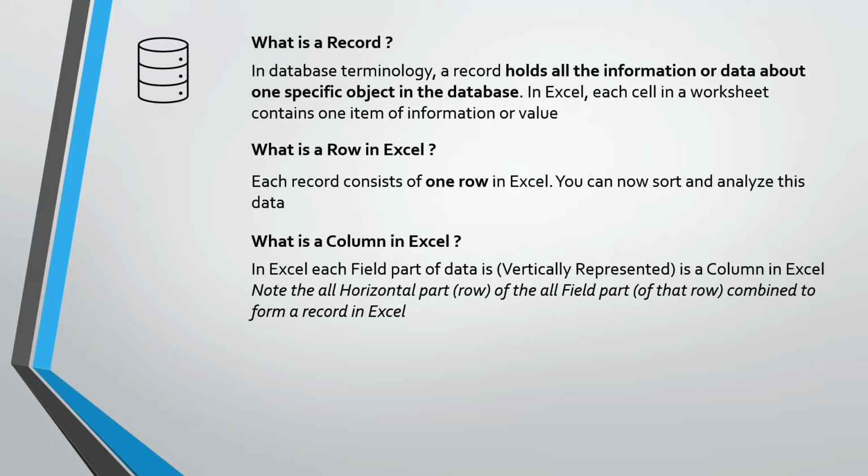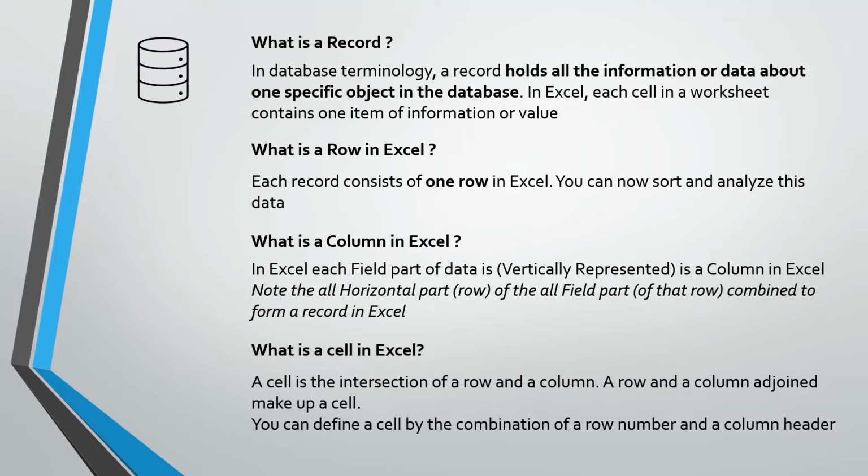And now let's go back to the cell part, which I left earlier. What is a cell in Excel? Actually, it's the intersection of rows and columns. The intersection, which gives you particular data of a row and column, is called a cell. And you can define the cell in Excel by the combination of the row number and column header.